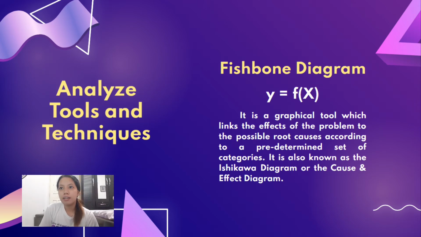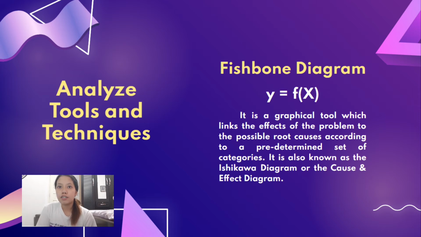So here are the Analyze tools and techniques. First, the fishbone diagram. A fishbone diagram is a graphical tool which links the effects of the problem to the possible root causes according to a predetermined set of categories. It is also known as the Ishikawa diagram or the cause and effect diagram. The fishbone diagram opens up our minds to consider all the various factors that may be part of what we see, and what those effects really do.